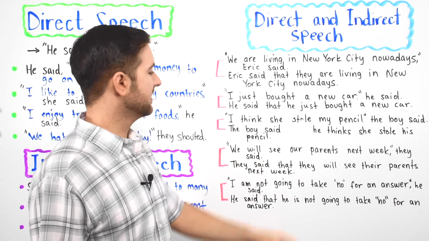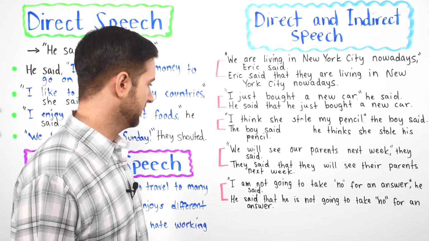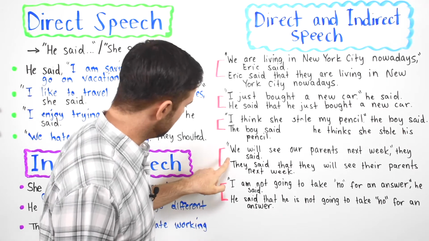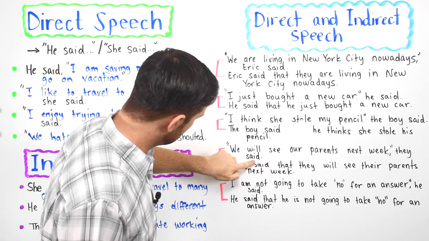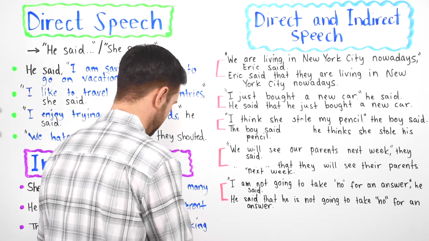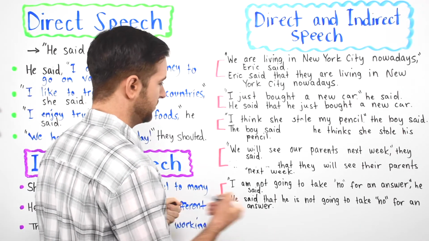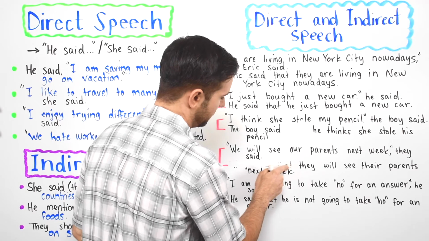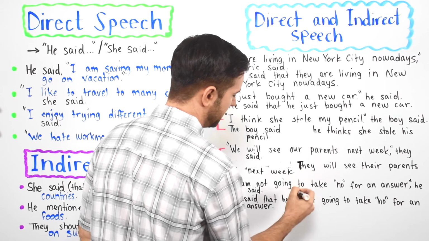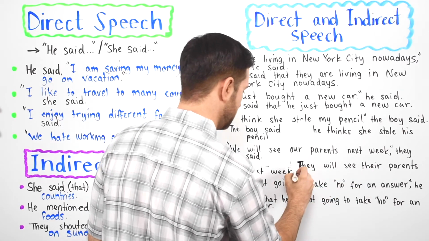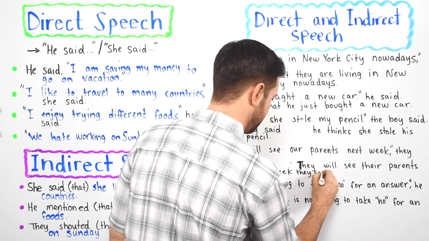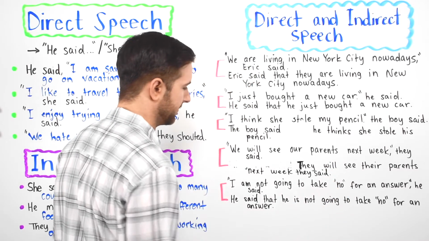We will see our parents next week, they said. They said that they will see their parents next week. Now, if you don't want to put this in the beginning right here, you can put it, remember, at the end. So, they said, we can move it right at the end. So, they said that, we'll take it away here, and you could say, make this capitalized. They will see their parents next week. They said. So you could say it like that as well.